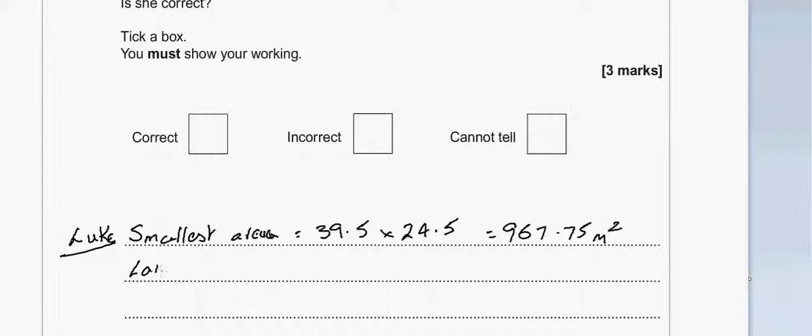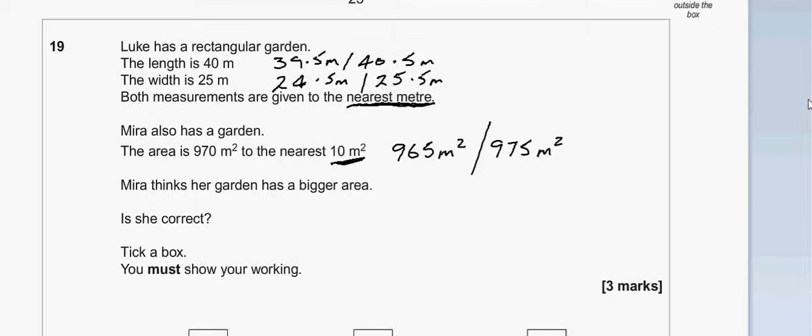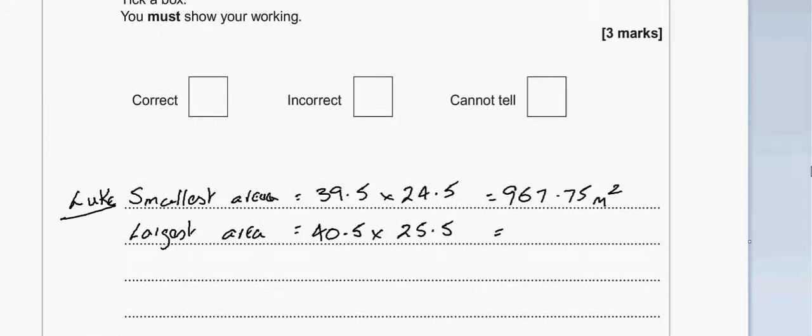And then the largest area that Luke could have, now this would be 40.5 multiplied by 25.5. Okay, that's taking it to its largest measurement. So we have 40.5 multiplied by 25.5 equals, now that's 1032.75, and that's metres squared.